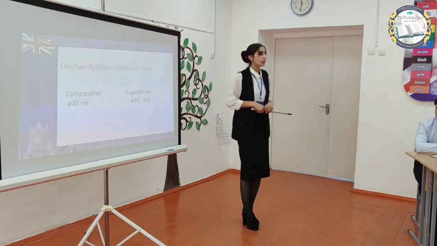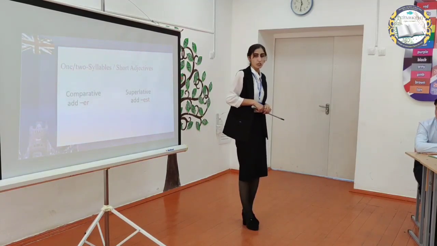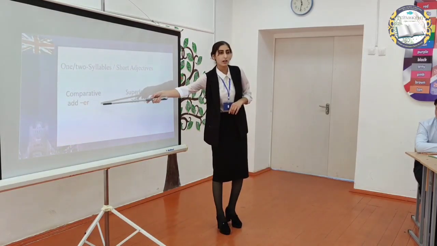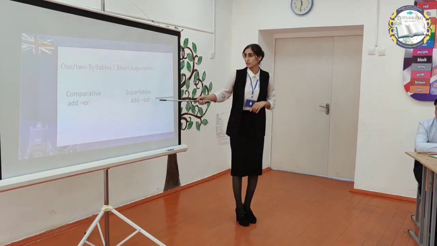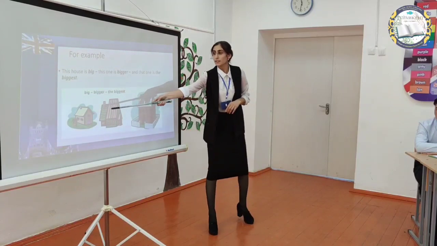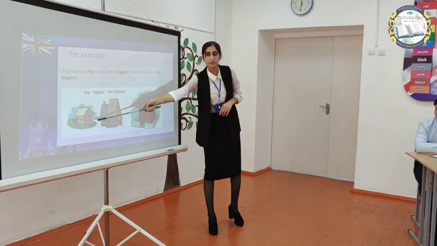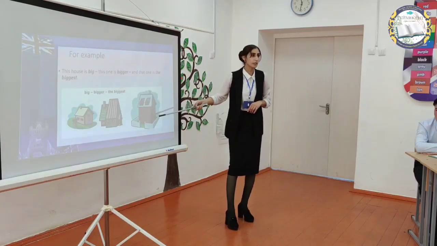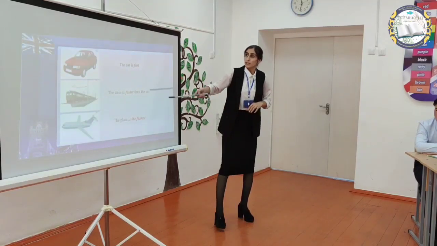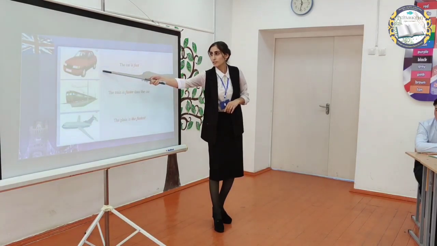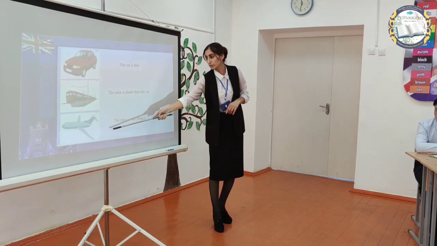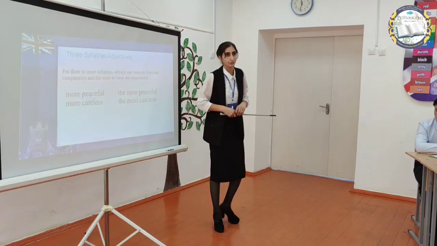If we have one or two syllables or short adjectives, we use the ER ending in comparative adjectives. In superlative, we use EST endings. For example, this house is big. This one is bigger. And that one is the biggest. Another example, this car is fast. The train is faster than the car, but the plane is the fastest.